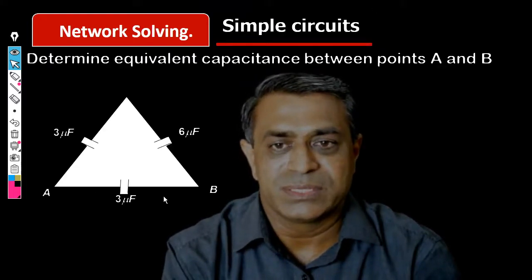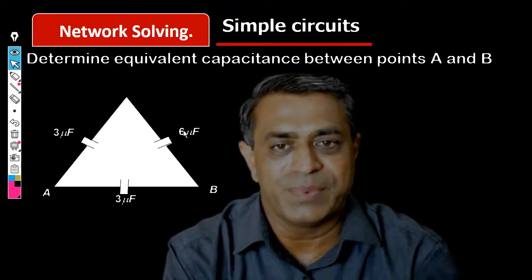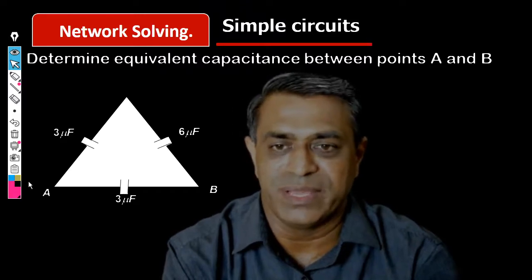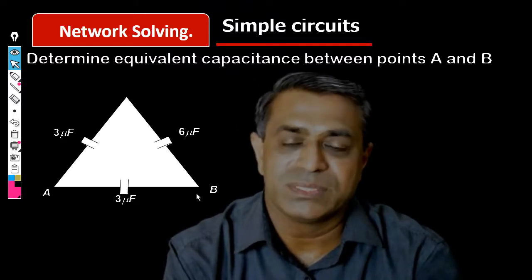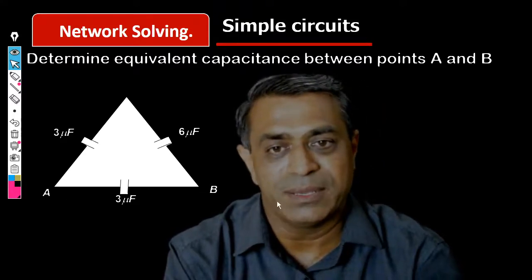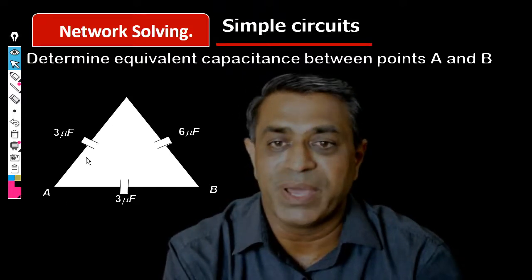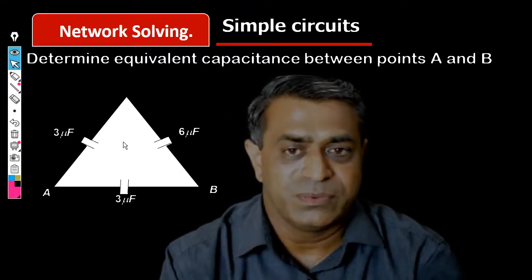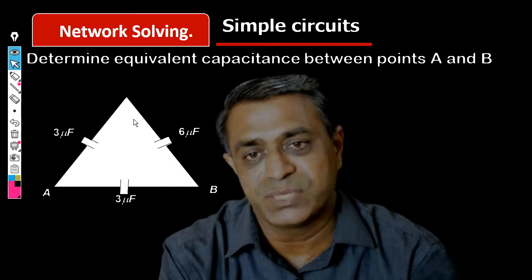Now consider the first circuit. You can see there are 3 capacitors, 3 microfarad, 6 microfarad, 3 microfarad, connected between points A and B. Our aim is to calculate the equivalent capacitance between points A and B. Now are these 3 connected in series or in parallel? It is a mixed combination. So start in the simplest way, from the farthest point. The farthest point is this.